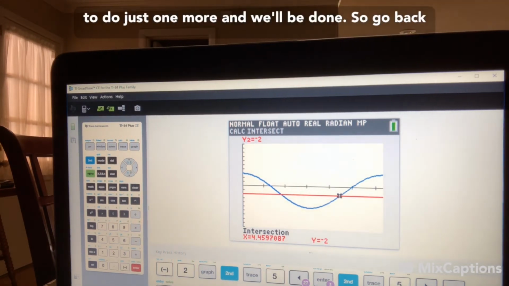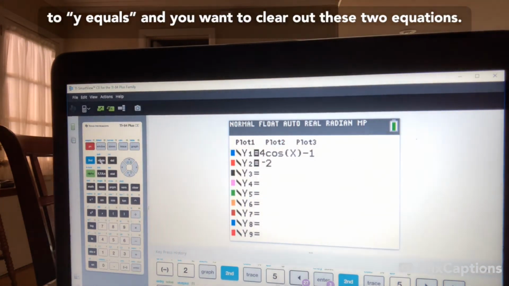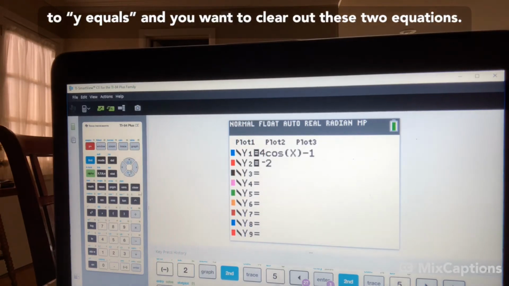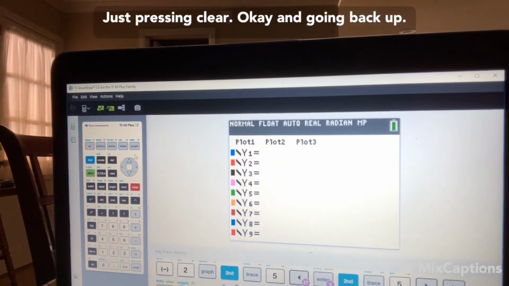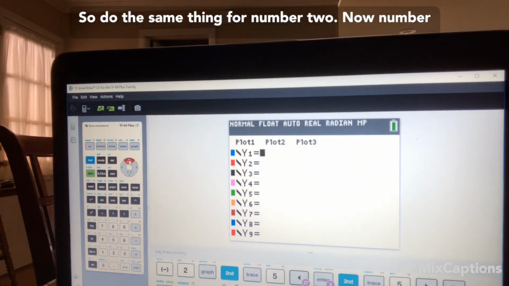So we're going to do just one more and we'll be done. So go back to y equals, and you want to clear out these two equations. Just pressing clear. Okay, and going back up. So do the same thing for number 2.